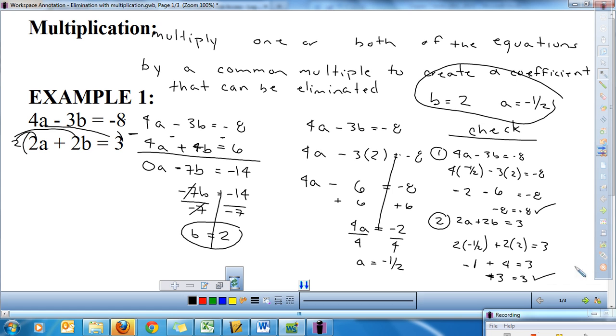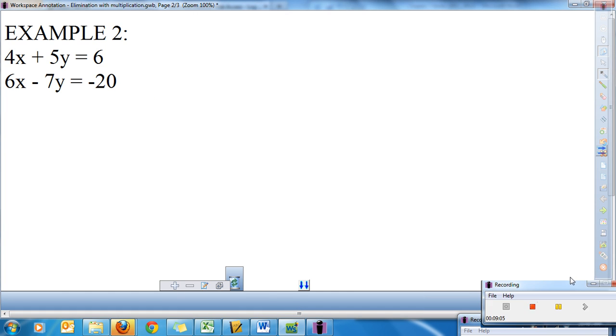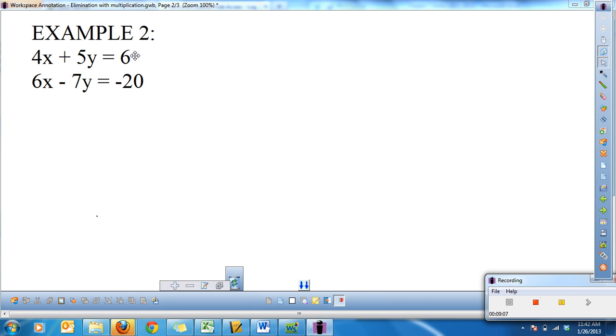Let's do another example so you can see all the different ways that this might work. Alright, so this is our second example, and we're going to use the method of elimination. So I'm looking at this and I'm seeing, okay, is there anything that I can eliminate? Do the x's share a coefficient? No, a 4 and a 6. Do the y's share a coefficient?